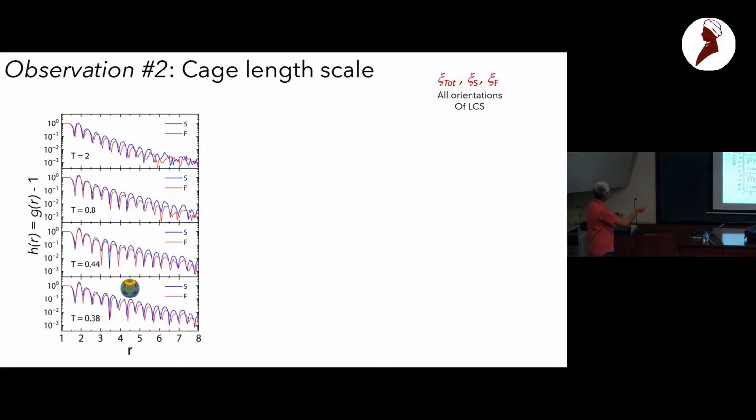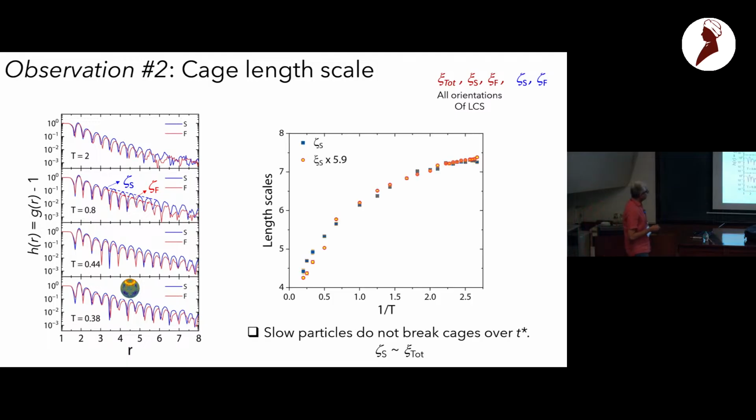So this is my h(r). And I'm going to now define 2 more length scales in the problem. These are from all orientations, and these are from directions related to the hop. So I can define it for the slow particles, and I can define it for the fast particles. And what you find is, of course, the slow particles never went anywhere, so the zeta s and xi s should be identical, which is what we see.